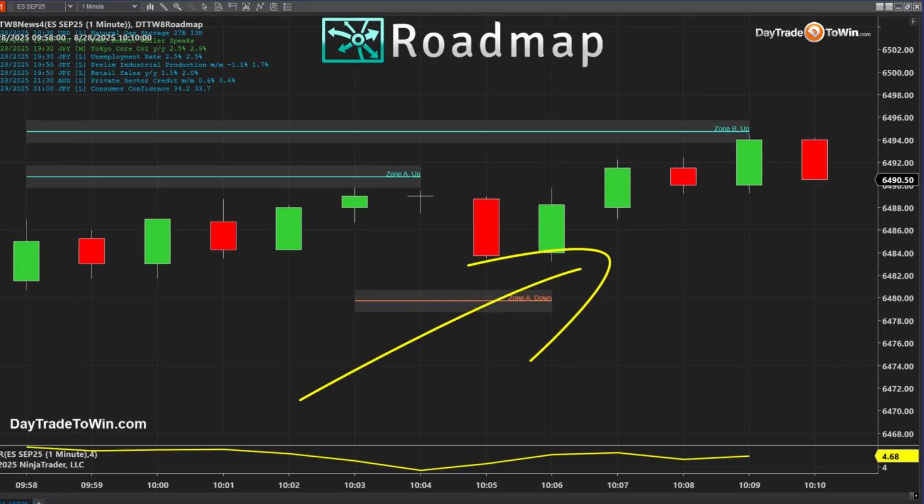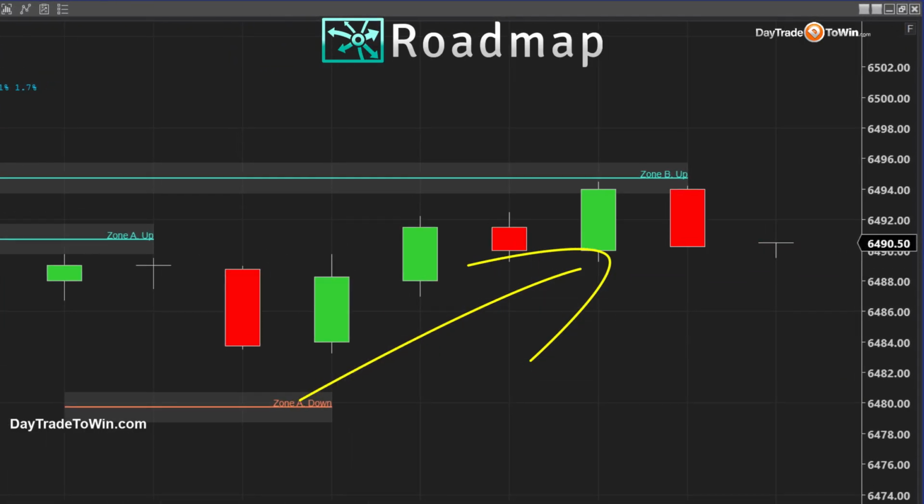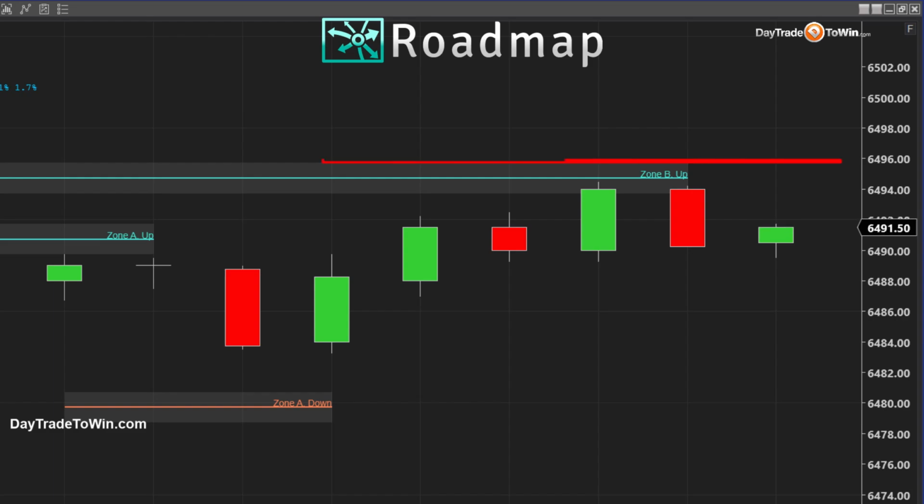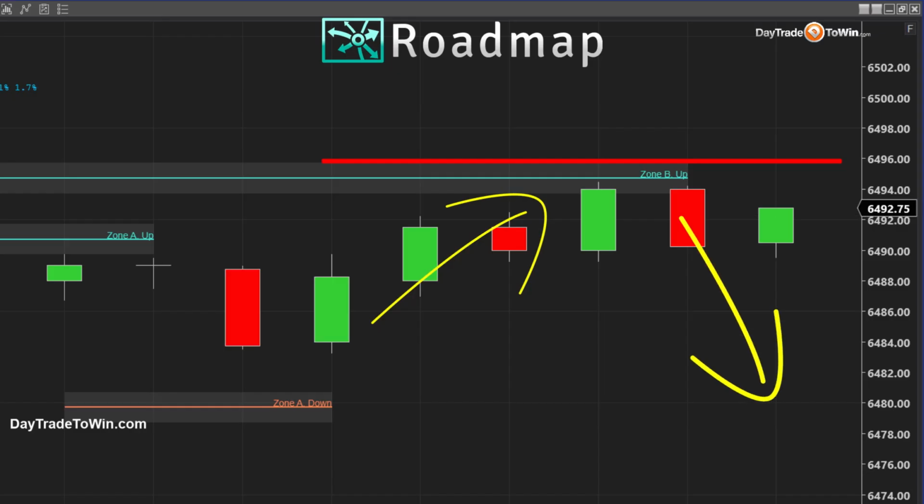roadmap zone. So you can see that it's leading me up to the roadmap zone. The second part of this is whether or not it breaks through that shaded area. If it breaks through that shaded area, that means that the market is not holding and it wants to go higher. But instead, what we have is that it landed in that roadmap zone, zone B, and it's reversing and turning around off of it.